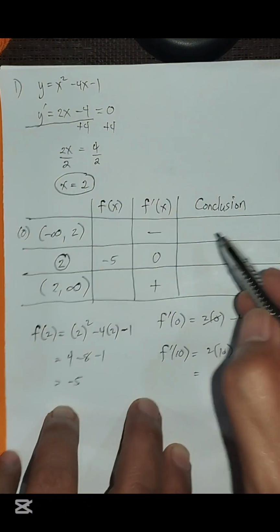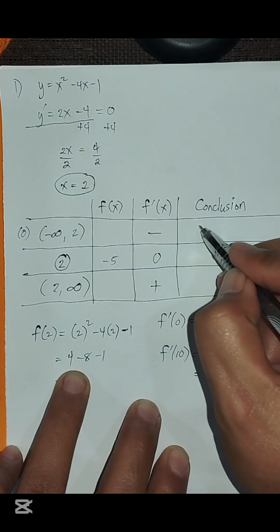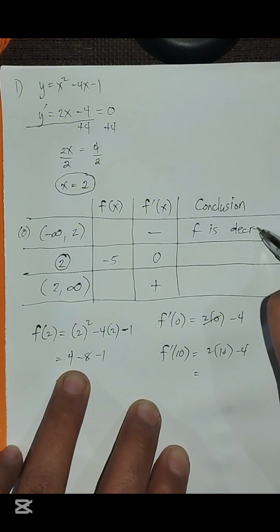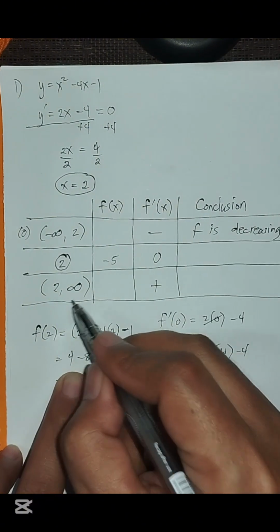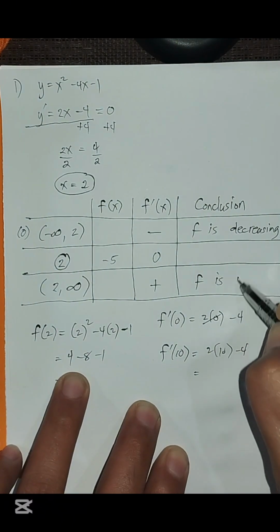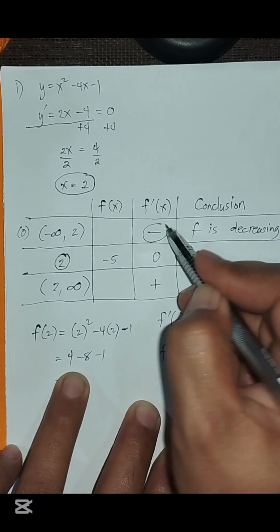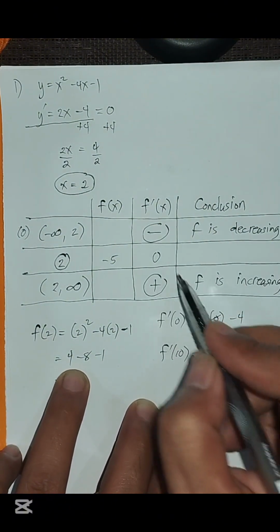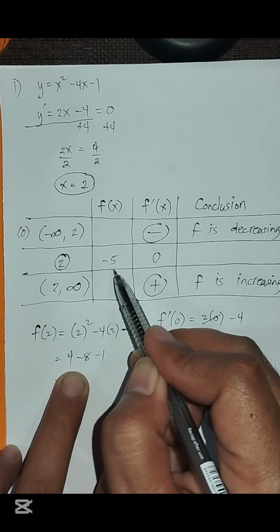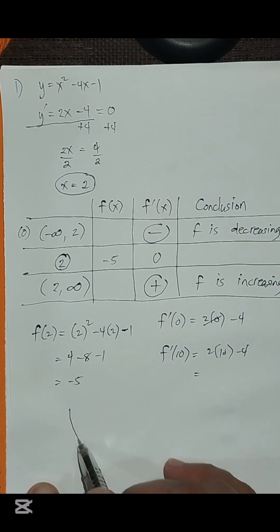Okay, so therefore, the conclusion: in this interval, negative infinity up to positive 2, since negative, the function is decreasing. And then, in this interval, 2 to positive infinity, we have positive. So that means f is increasing. So since the sign changes from negative to positive, that means the critical number 2, or the point 2, negative 5, goes from decreasing. So this is the graph of a decreasing function.